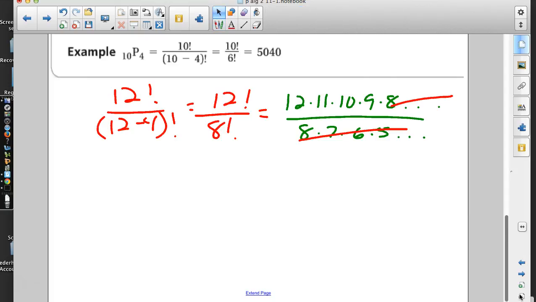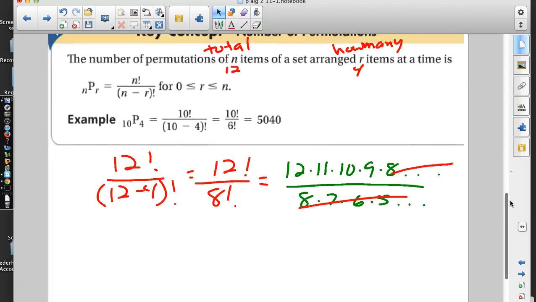So in this case, they had 10 total objects, but they only wanted to arrange the first 4. So it was 10 factorial over 10 minus 4 factorial, which means it was 10 factorial over 6 factorial, and I can't help it, in my head I'm already doing this, because anything after 6 is going to cancel out. So you might be able to do that one in your noggin without having to use a calculator for 5040. So that's how permutations work.